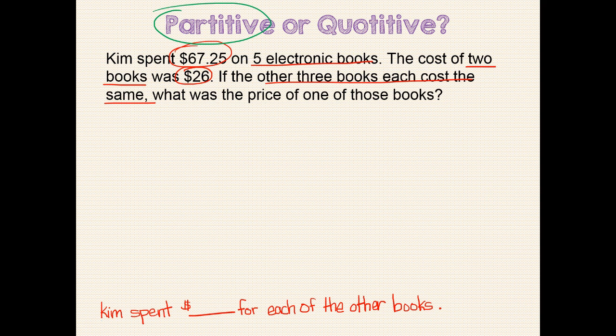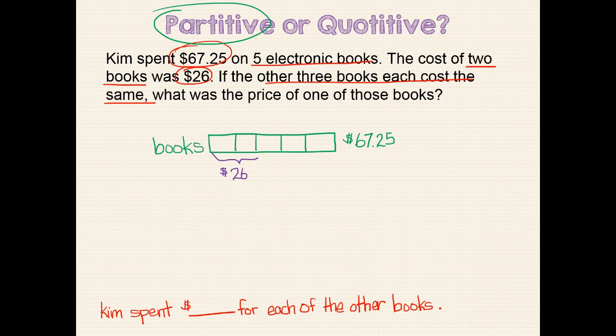The whole for this problem is the $67.25 Kim spent, so this unit bar will represent that money. It's subdivided into 5 pieces because we're told that Kim bought 5 electronic books with $67.25. We know that the cost for 2 of the books was $26, so we can show that with a bracket. We can put our question mark inside one of the remaining 3 pieces, because that is what we want to find out. Since 2 books were $26, we can subtract that from the total of $67.25 to find that the remaining 3 books cost $41.25.